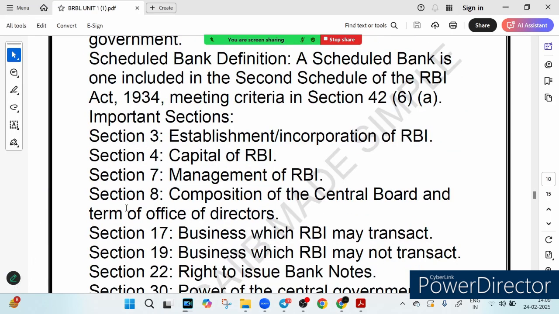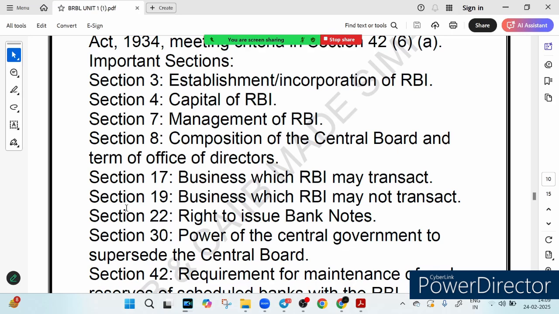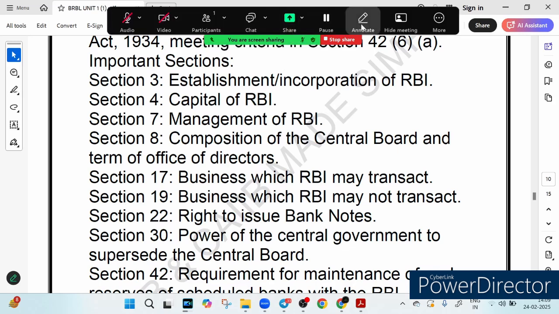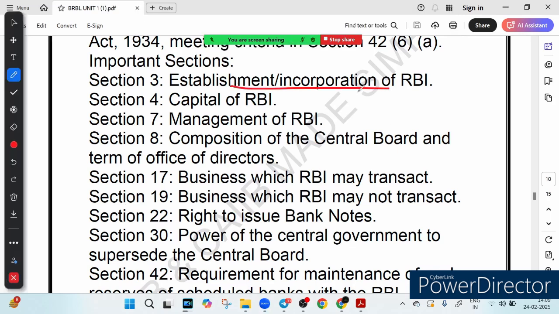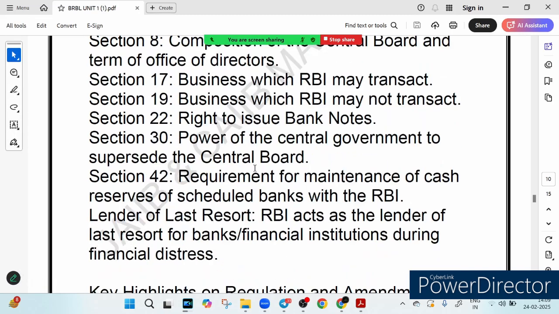Now let's discuss the important sections to remember. Section 3 talks about the incorporation of the RBI, that is, the establishment of the RBI. Section 4 talks about the capital of the RBI. Section 7, management of the RBI. Section 22 is huge; no need to remember all this. Section 22 gives the RBI the exclusive right to issue banknotes. Only the RBI can print money. So the important sections are 3, 4, 7 and Section 22. Section 22 you must remember, very important.